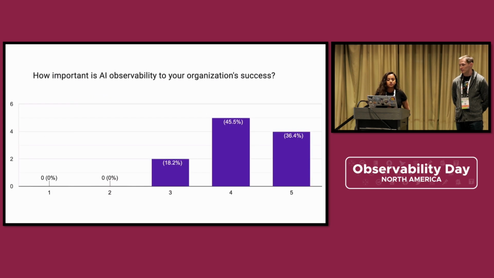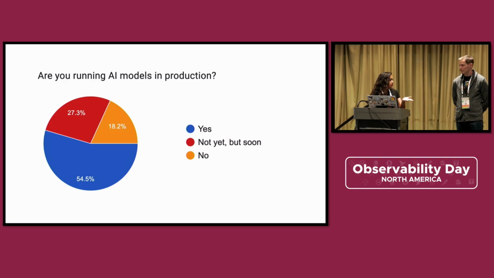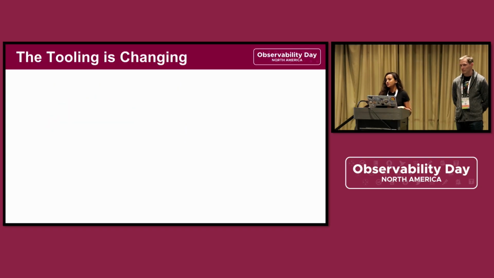Then the next question was, how important is AI observability to your organization's success? We see good numbers, so everybody agrees that it's important. And how many of them are running AI models in production? It was a good number: 54.5% said yes, they are already running AI models, and 27% said they're going to do that soon. So now we know that it's important, and that people want observability, but they don't know who has the ownership.